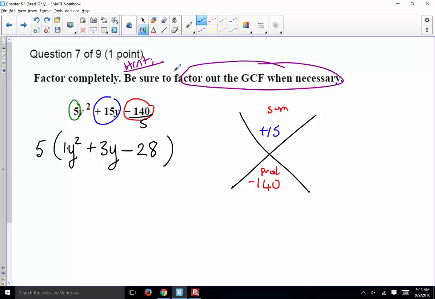Okay? Now look at this question again. Only this part though. Forget 5. 5 is history. It's gone. It's left out of this neighborhood. 5 is gone. What kind of trinomial is this now?